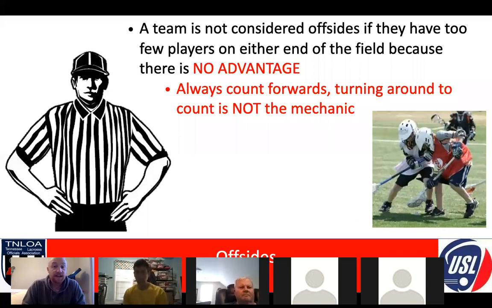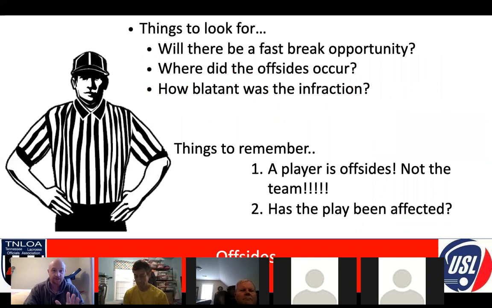Okay, offsides. A team is not considered offsides if they have too few players on either end of the field, because there's no advantage. You'll hear people calling offsides because there are two defenders on that side of the field. That's not an offsides call. Remember, with offsides, when we're counting for offsides, we always count forwards. Never turn around and look at the defensive half of the field to count that side as well. Always count forwards. Things to look for with offsides.